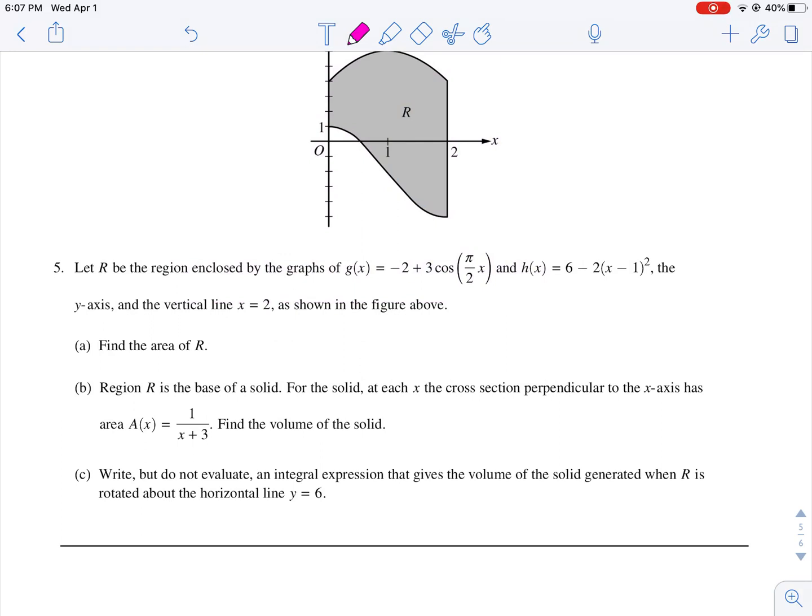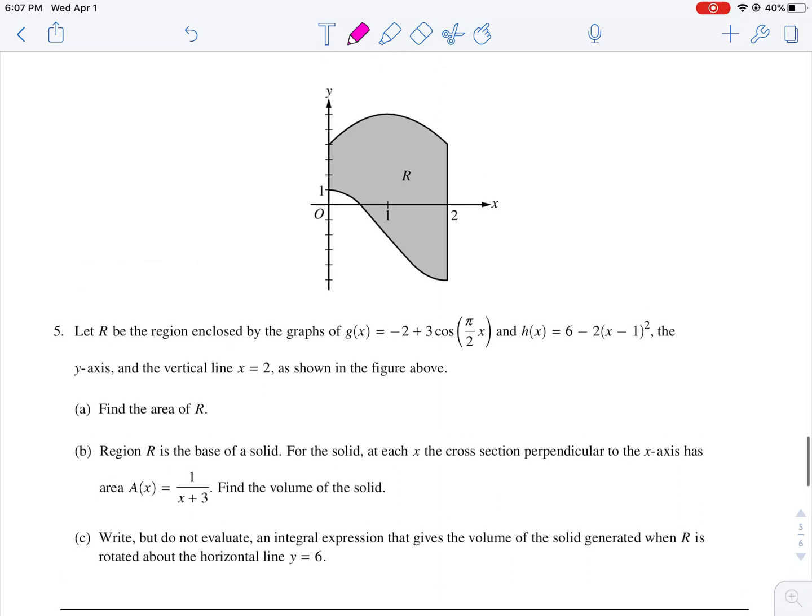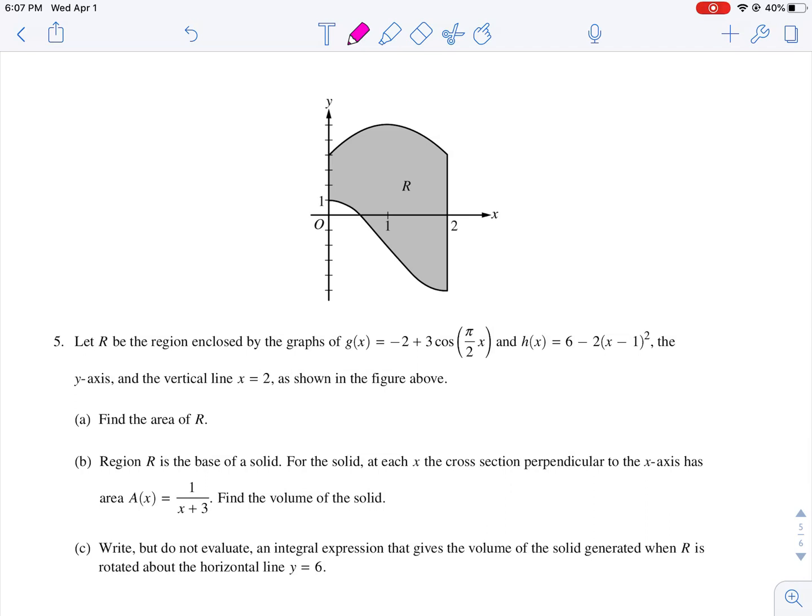All right, so here we have: let R be the region enclosed by these two graphs, the y-axis and the vertical line x equals 2. Find the area of R. So remember to do area between two curves. This is our h of x right here. This is our g of x. To find the area between two curves, you just do the integral of top function minus bottom function.